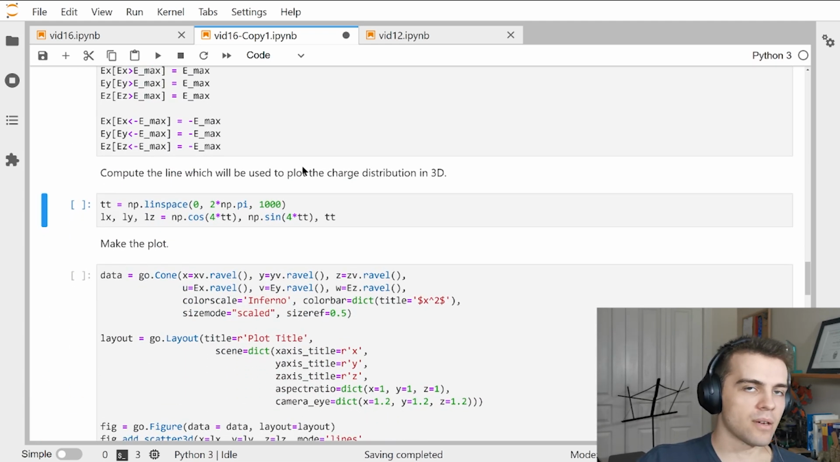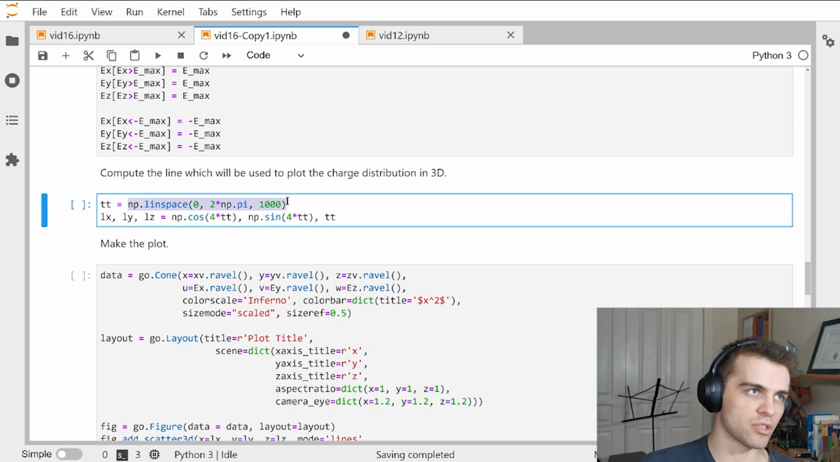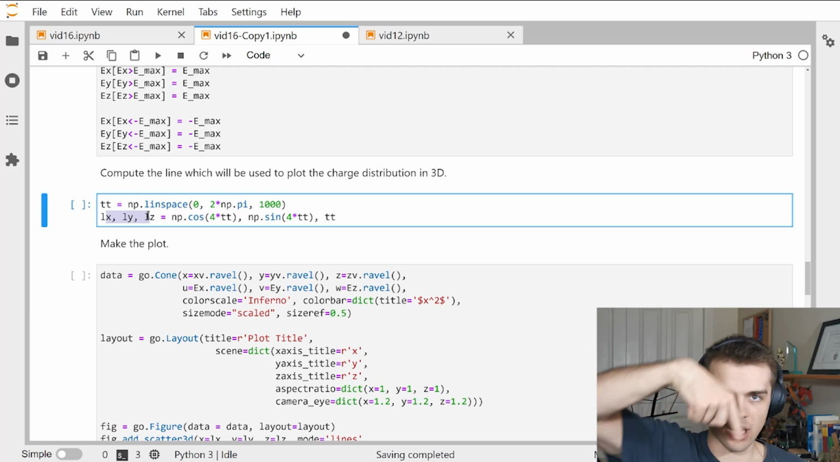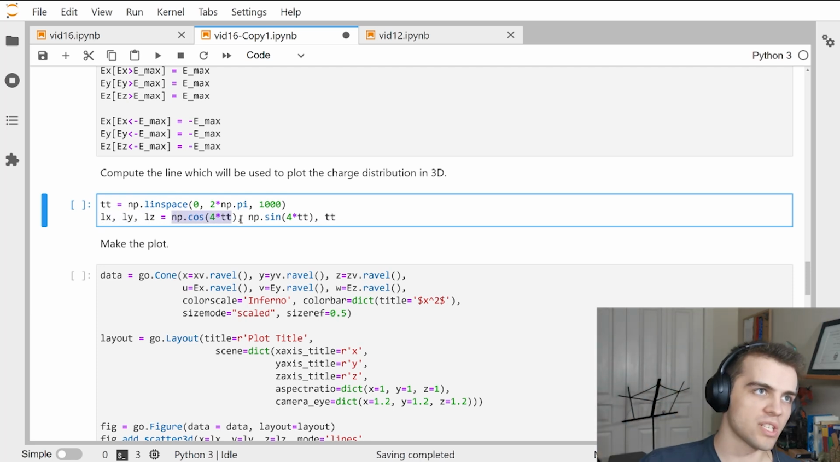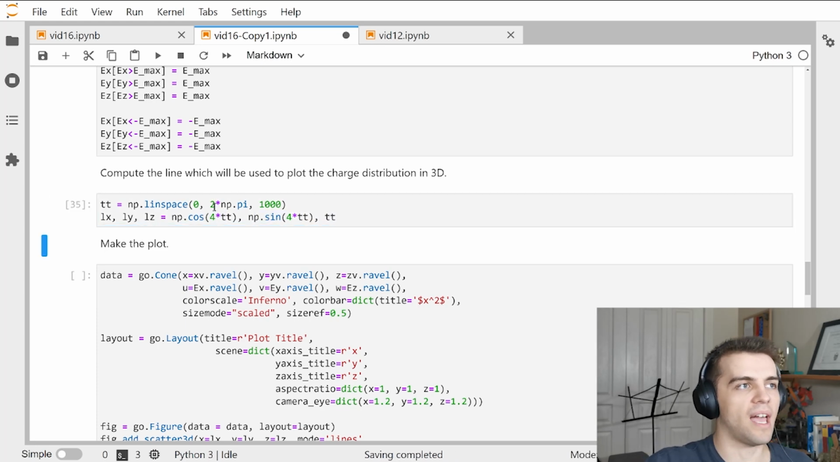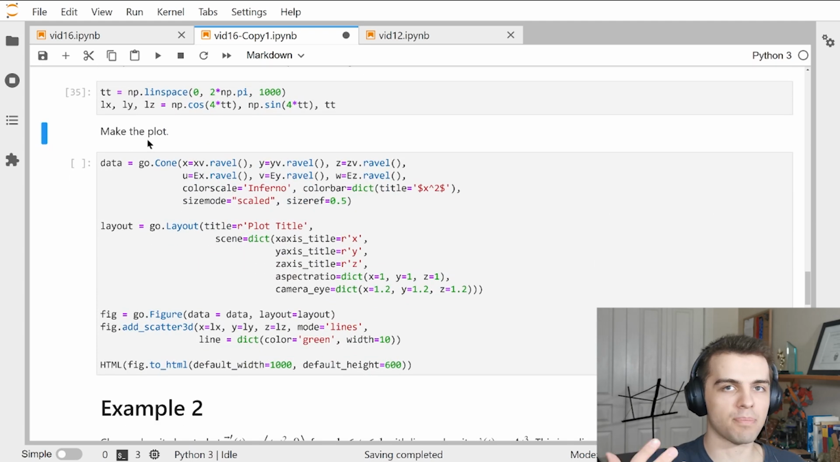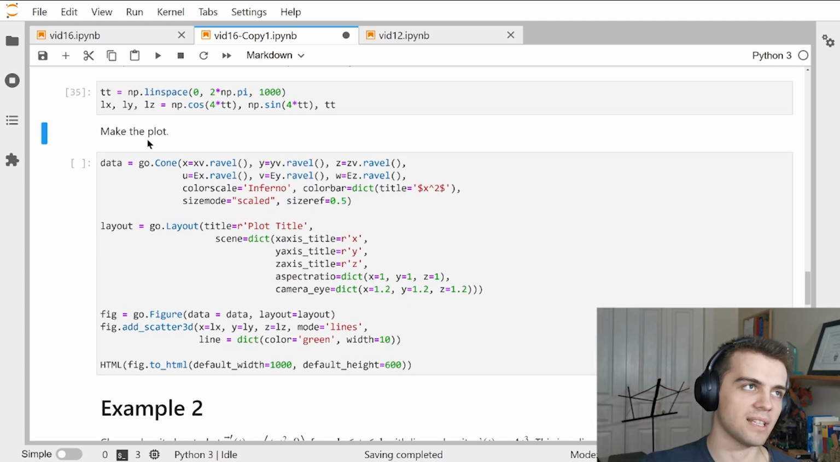Now I compute the line, right? Remember, we have that spring of charge. So my t's, of course, go from 0 to 2 pi, and the x, y, and z locations of the spring of charge are cos 4t, sine 4t, and t itself. That's my x, y, and z. And now I can make this 3D plot using the Plotly library.